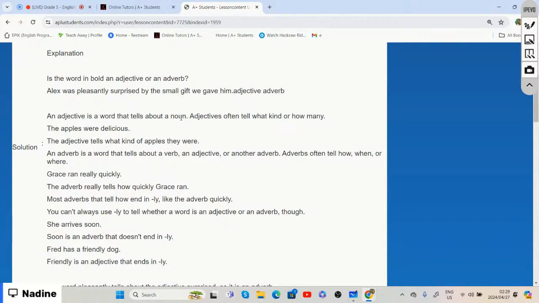For example, the apple was delicious. So what kind of apple was it? It was a delicious apple. An adjective tells us what kind of apple it was. An adverb is a word that tells us about the verb, adjective, or another adverb. And adverbs often tell us how, when, or where.